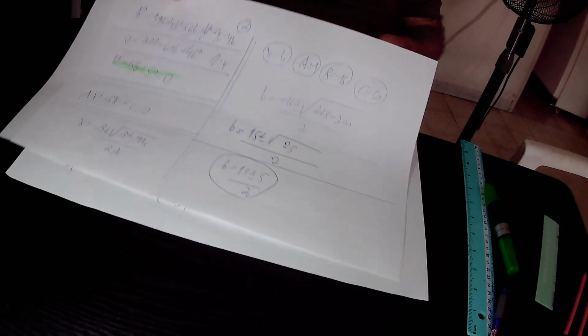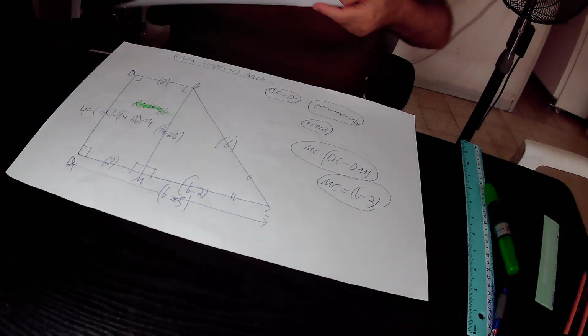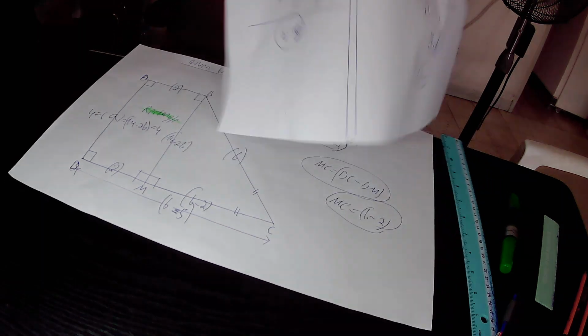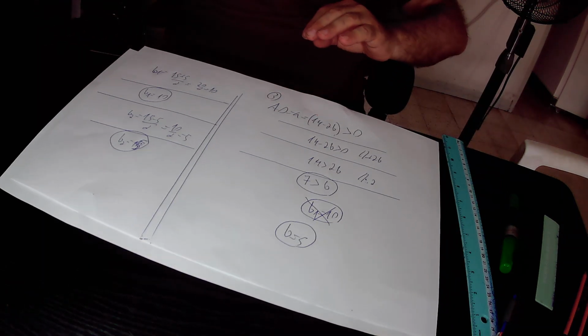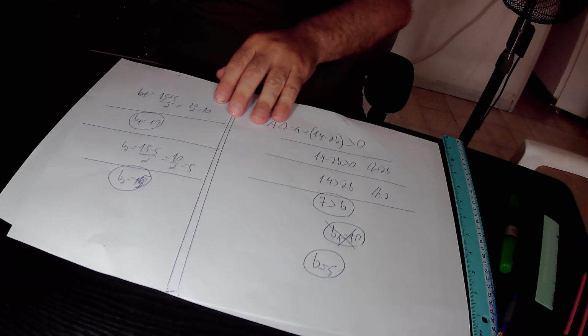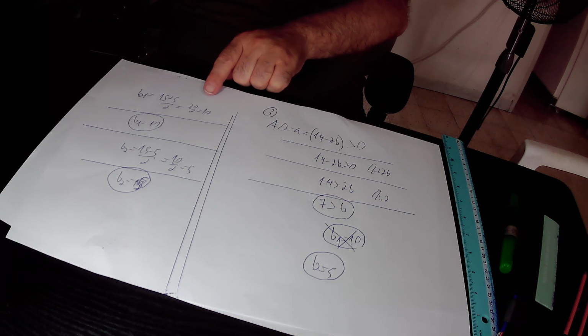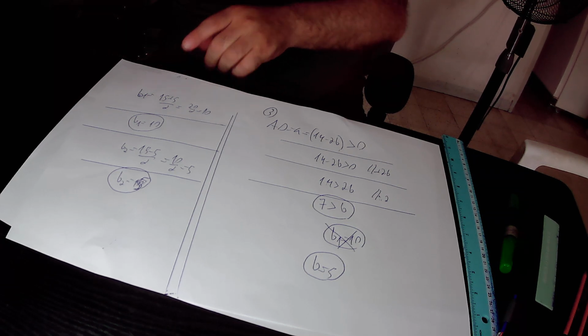So the first solution for b is b1, that is equal to 15 plus 5 over 2. 15 plus 5 is 20, and 20 over 2 is 10. So the first solution for b, that is b1, equals 10.